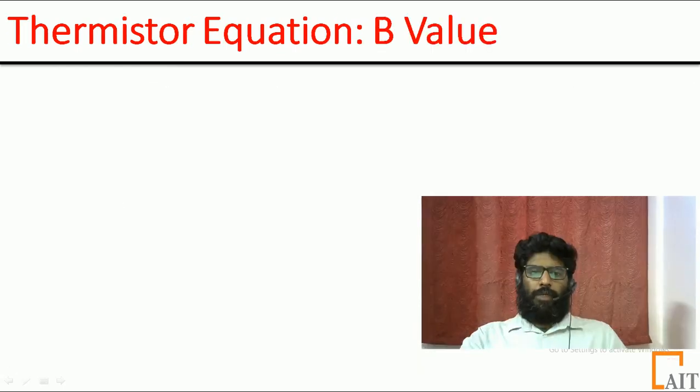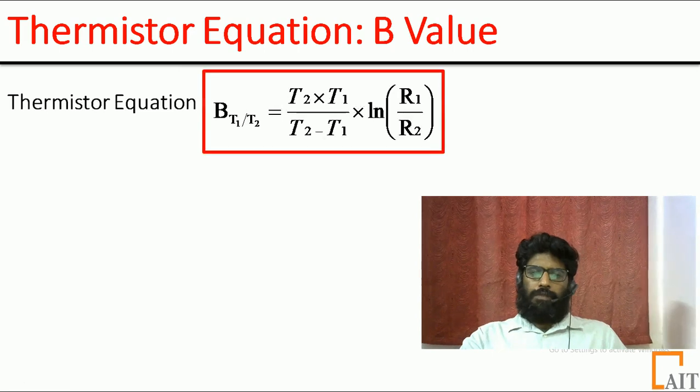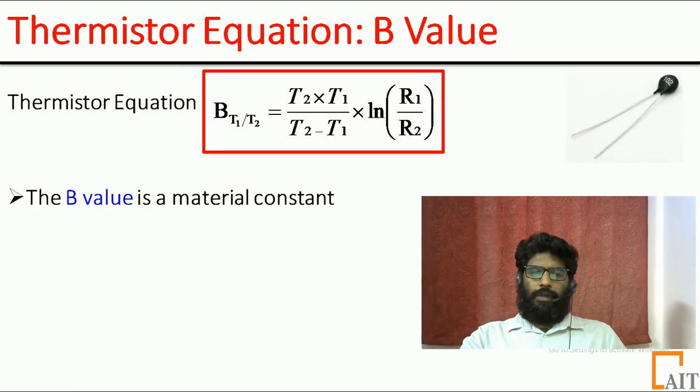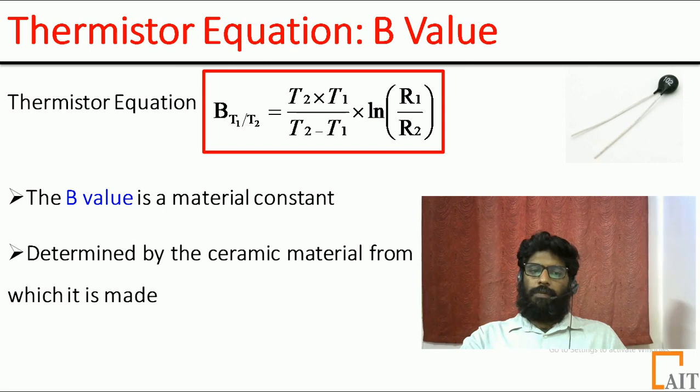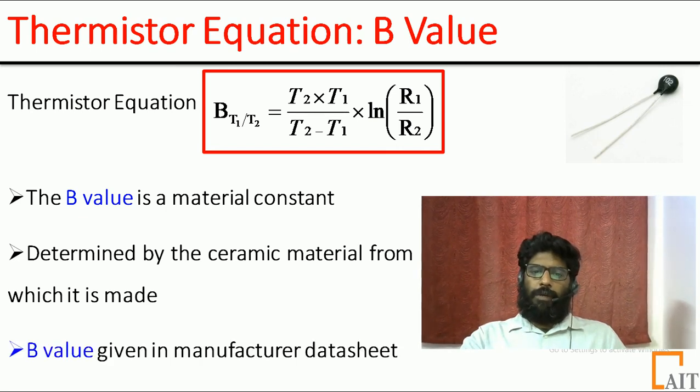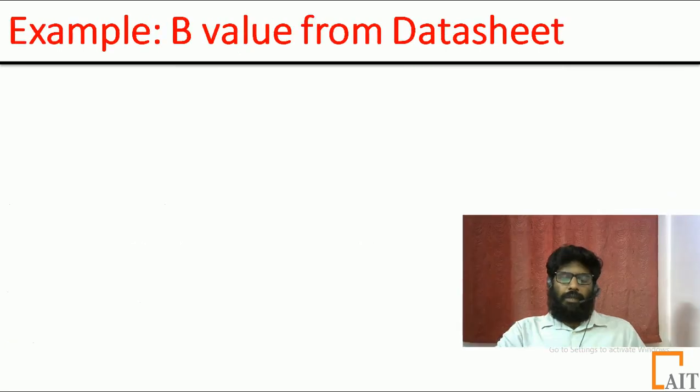Now I'll elaborate on what the B value is. From the equation, the B value is a material constant. It is determined by the ceramic material from which the thermistor is made, and you can obtain the B value from the manufacturer data sheet. Now I'll show you how to obtain the B value from the data sheet.